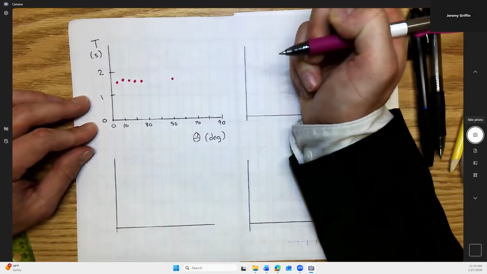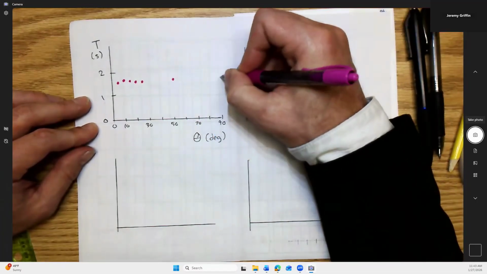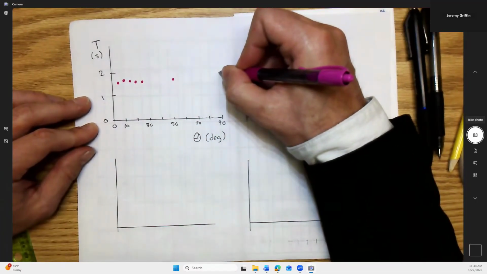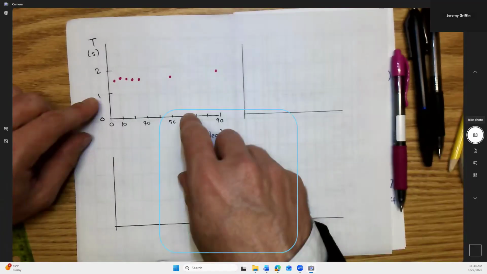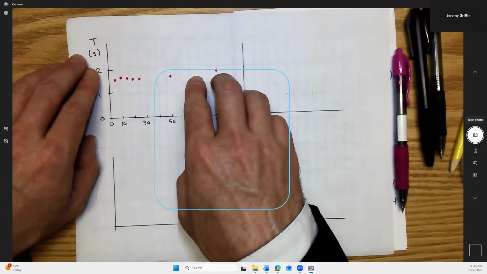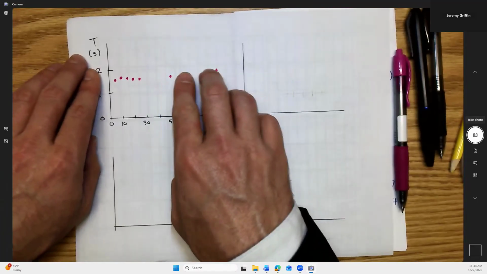And at 90, we got 1.872 seconds. Ooh, well, okay, so that one jumped up a little tiny bit. So bam, right over there. It is really good though that most of the angles you chose were fairly on the small side, up to about 30 degrees.